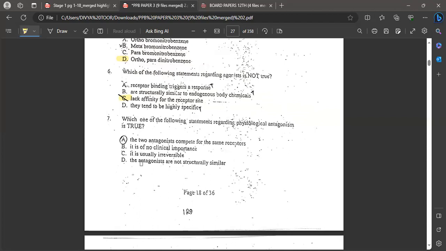Which one of the following statements regarding physiological antagonism is true? A: The two agonists compete for the same receptor. B: It is of no clinical importance. C: It's usually irreversible. D: The antagonists are not structurally similar. Just by elimination, I think we'd go for A. Yeah.